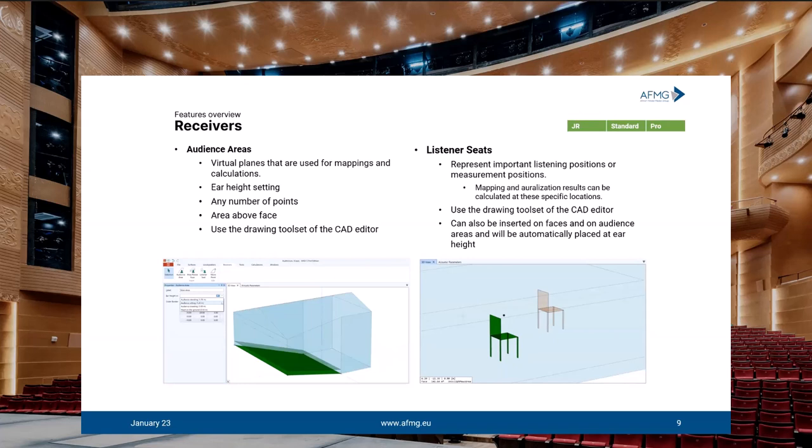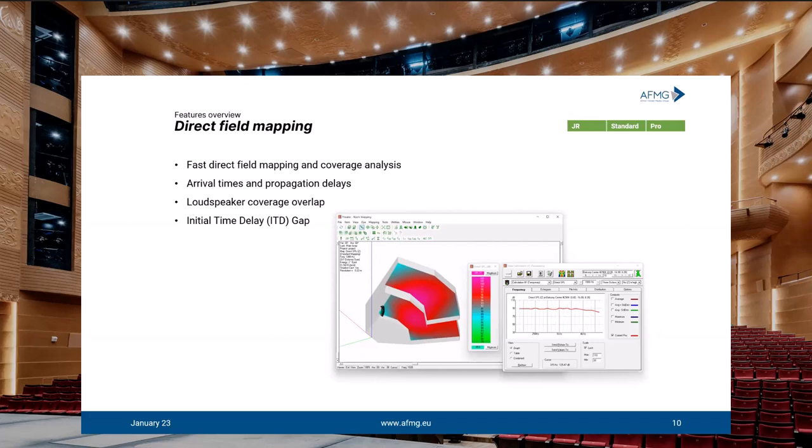For direct field mapping, we've got fast direct field mapping and coverage analysis, arrival times, propagation delays, loudspeaker coverage overlap, initial time delay gap, all of these things that you've known if you've used EASE-4 in the past. Statistical features based on iRing.